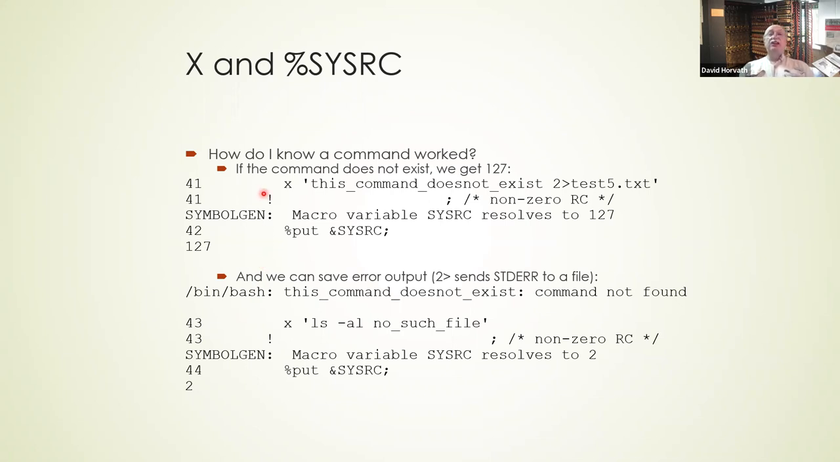If the command doesn't exist, I'll actually get a value of 127. I can also save the output. The number 2 with the greater than sign says save my error output, any error messages, to a file. In which case, I will actually see the Unix message. Bash is the shell. That's the thing that's executing your command. What I typed in, and command not found.